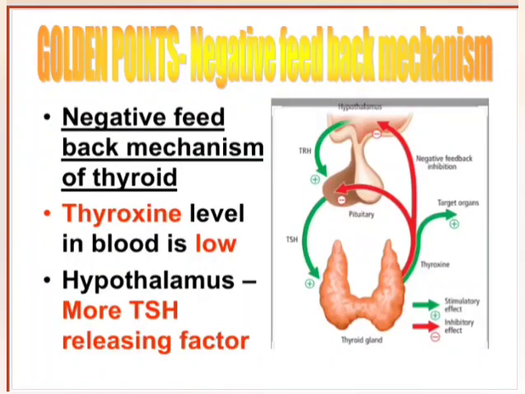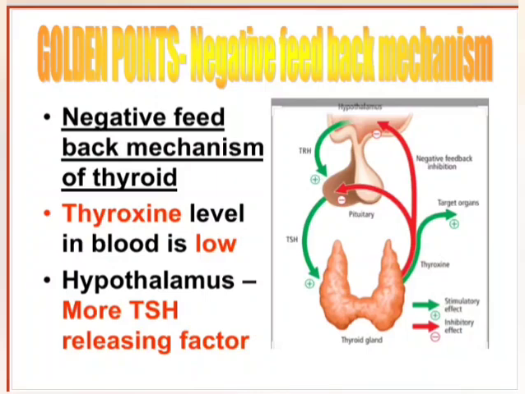The negative feedback mechanism of the thyroid gland is in the golden segment point. It is an important part of the thyroid gland. Look at the pictures carefully. The negative feedback mechanism of the thyroid gland involves 3 glands: number 1, hypothalamus; number 2, pituitary gland; and number 3, thyroid gland.